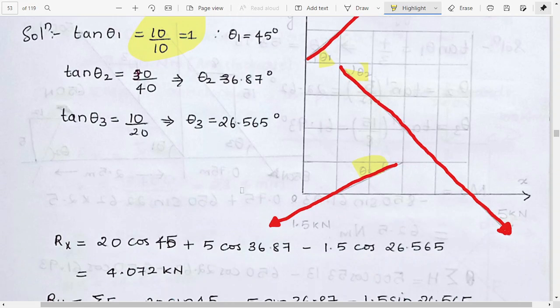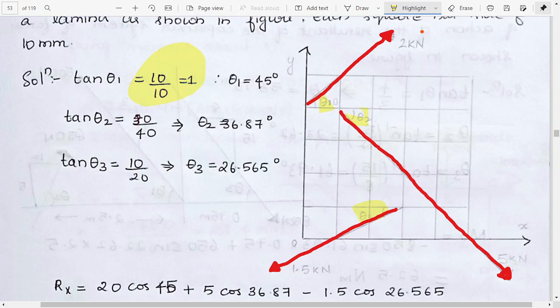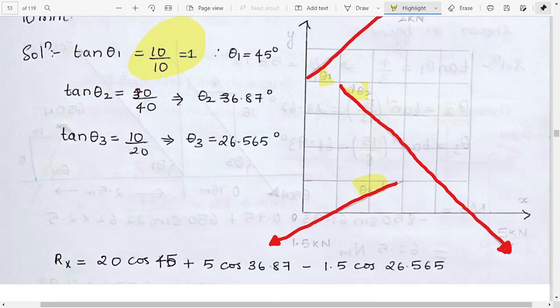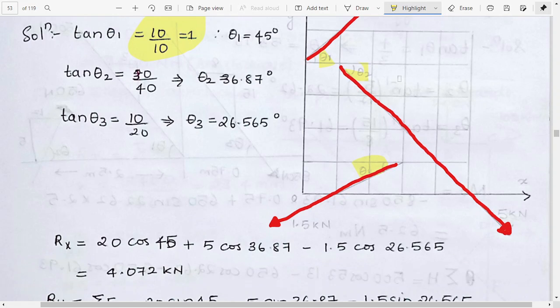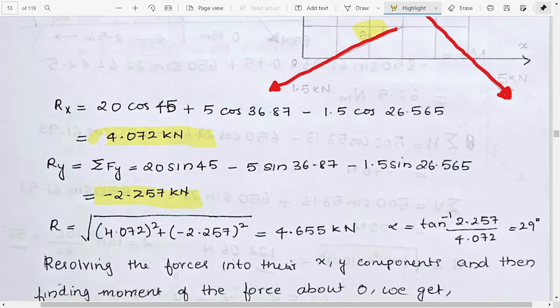and theta 3. Now what we need to do is find the resultant on the x-axis. So it will be 2 cos 45, then 5 cos 36.87, 1.5 cos 26.565, and we'll get the value of Rx, and similarly we'll get the value of Ry. Now we can find the total R, which is 4.655 kilonewton, and similarly we can find the alpha also.